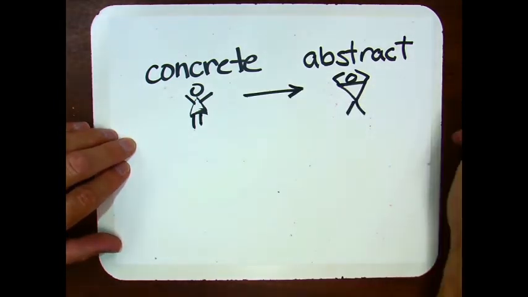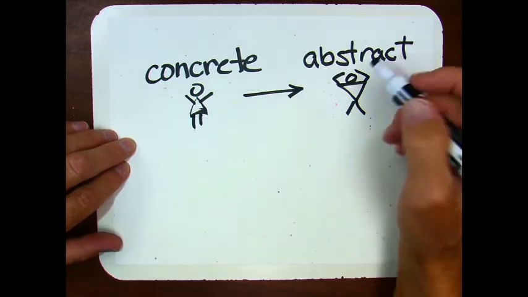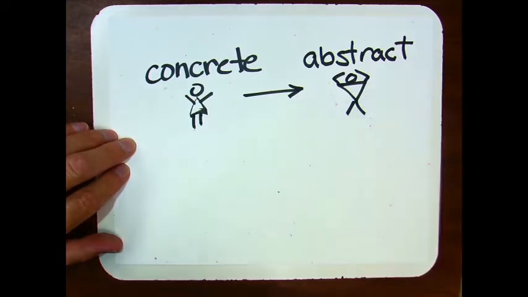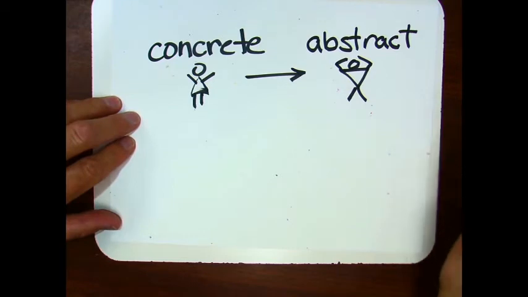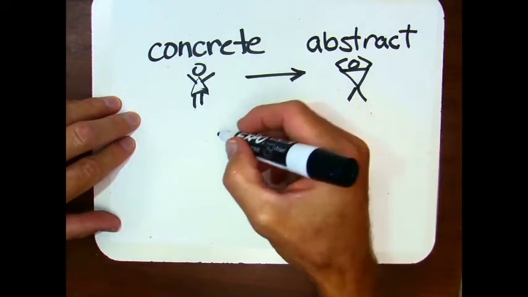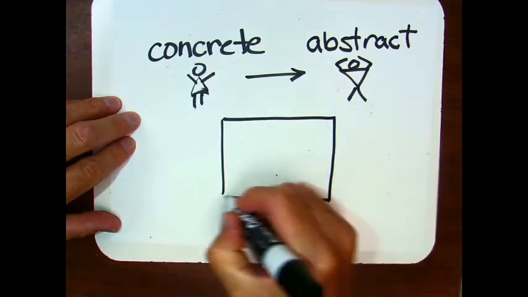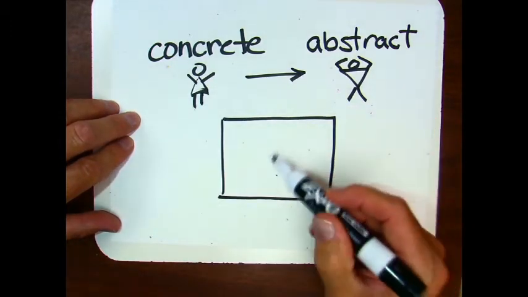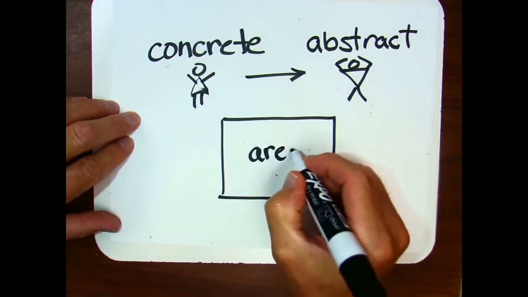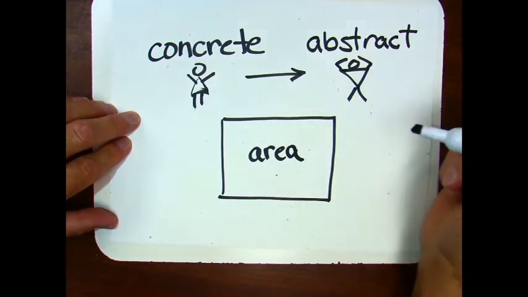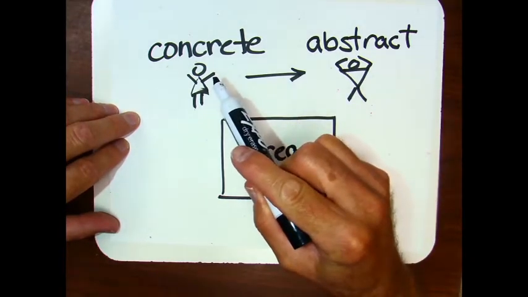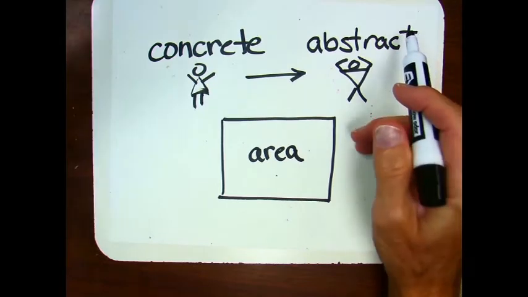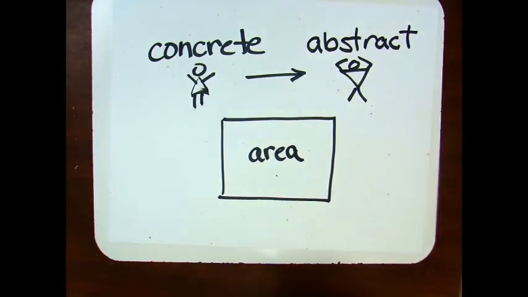In this lesson, we're going to practice that. We're going to start out with something that's concrete, and we're going to go to abstract. What we're going to look at in math today is what's called an area. We're going to be looking at the inside of this rectangle. The inside of the rectangle can be explained using math, and that's called area. Again, we're going to start from something very concrete, and we're going to go to abstract. So let's get started.